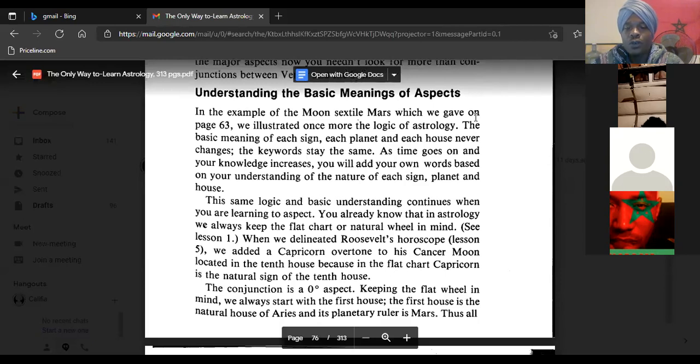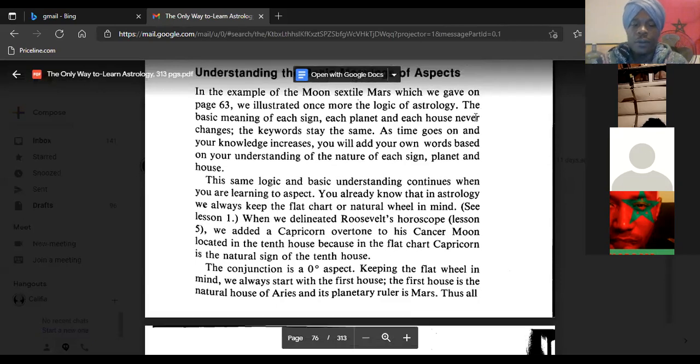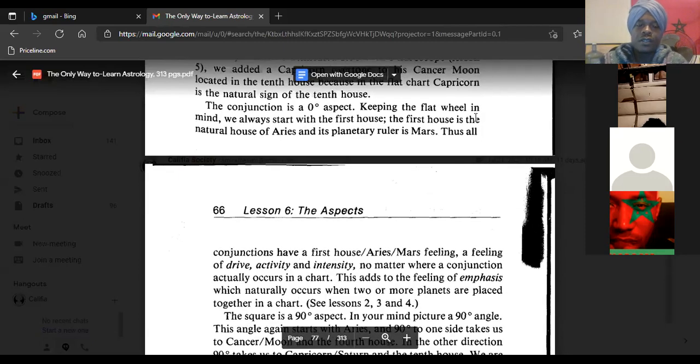You already know that in astrology, we always keep the flat chart or natural wheel in mind. See lesson 1. When we delineated Roosevelt's horoscope, see lesson 5, we added a Capricorn overtone to his Cancer moon, located in the 10th house, because in the flat chart, Capricorn is the natural sign of the 10th house. The conjunction is a 0 degrees aspect.